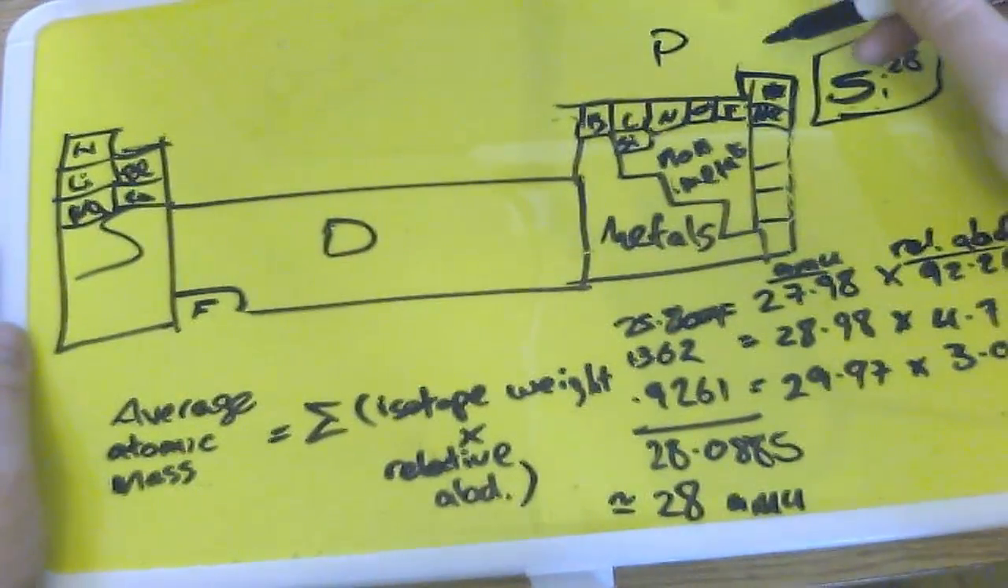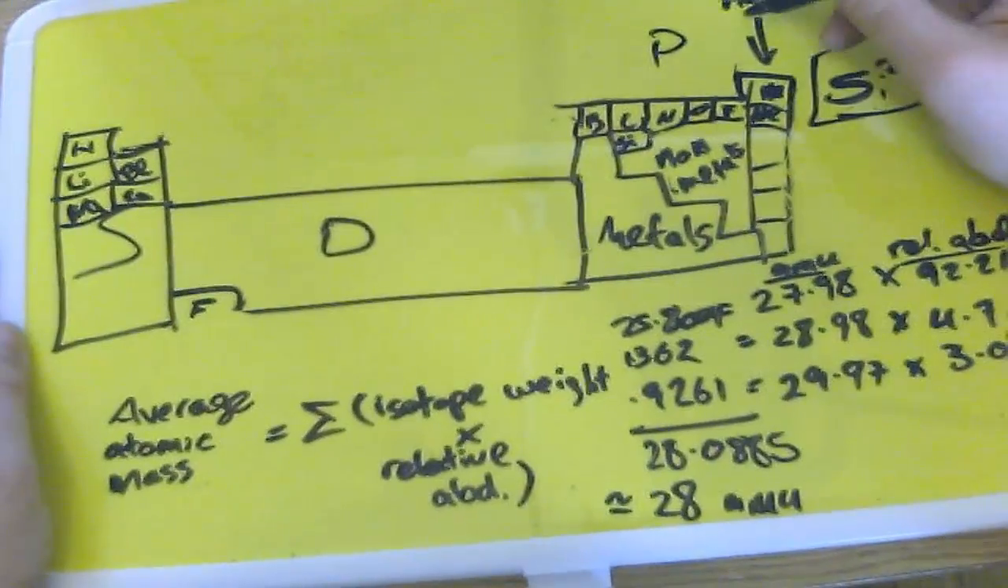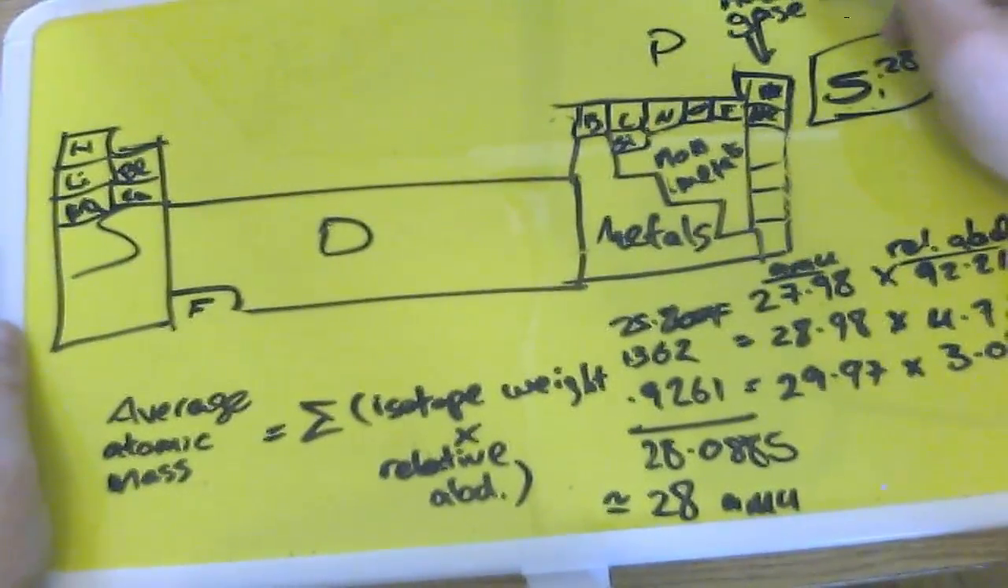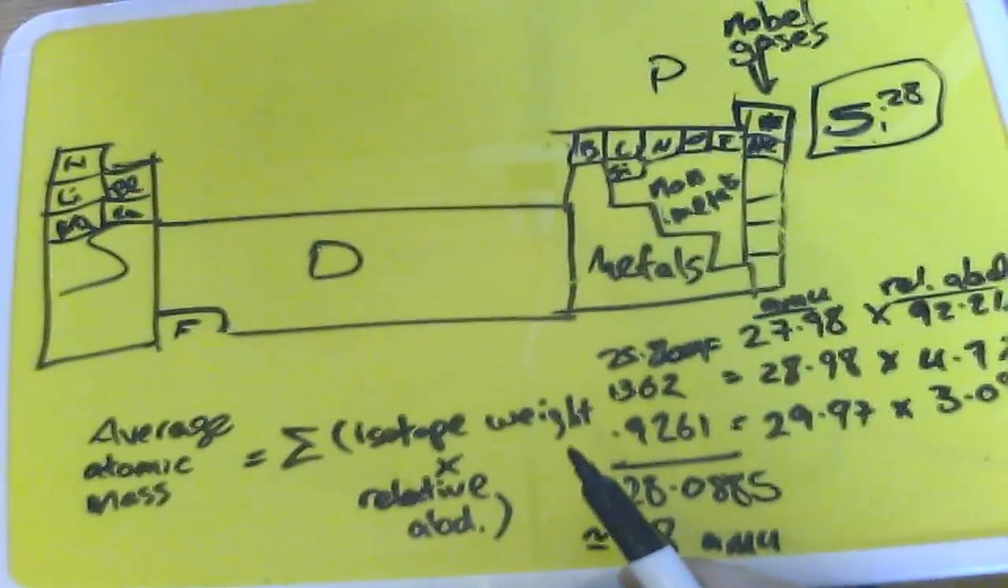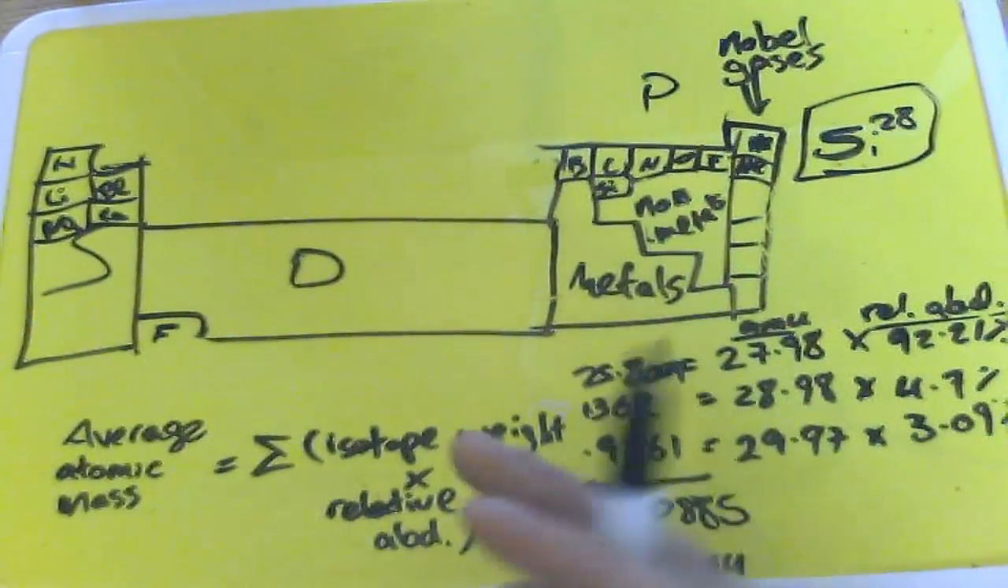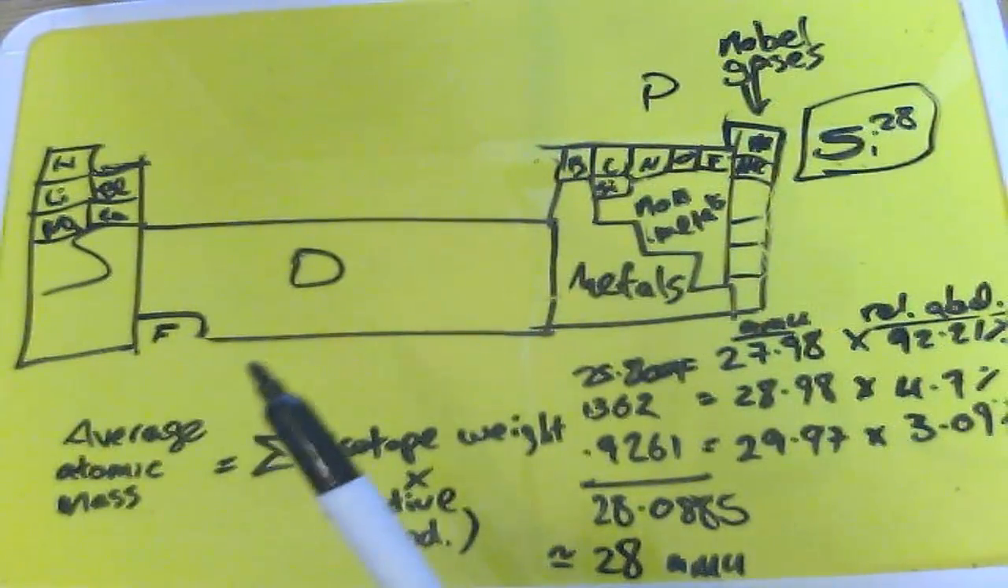These, for everyone, are the noble gases. They all have full outer shells. If you're not sure what a full outer shell is, you should go check out the video I did on what an atom is. That'll explain it.